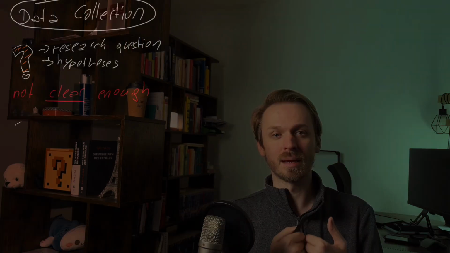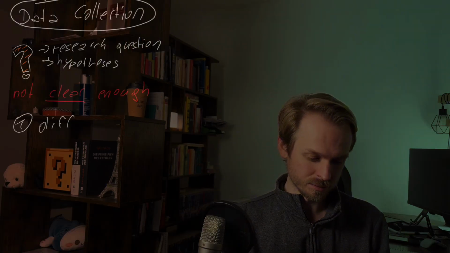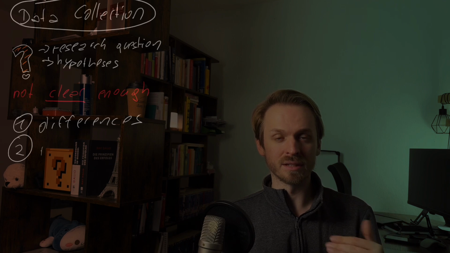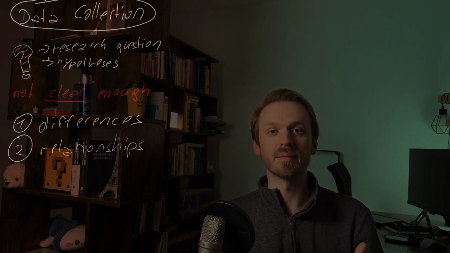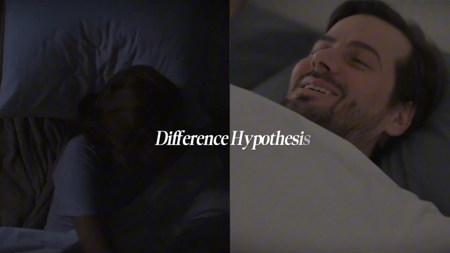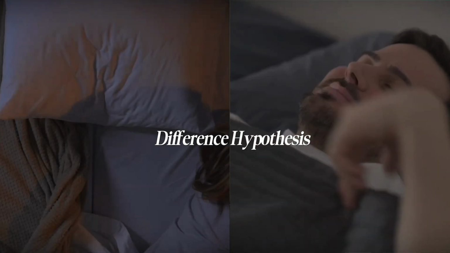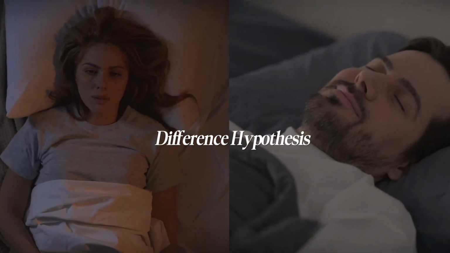The next mistake many students make in this stage is that the hypothesis itself is also not clear enough. Hypotheses can normally be divided into two entities. The first entity, hypothesis for differences, and the second entity is the hypothesis of relationships. If we keep the example with the sleep and the coffee, then you could say people who drink coffee have worse sleep than people who do not drink coffee. So that's a comparison right in here. That's a perfectly good way to state a difference hypothesis.